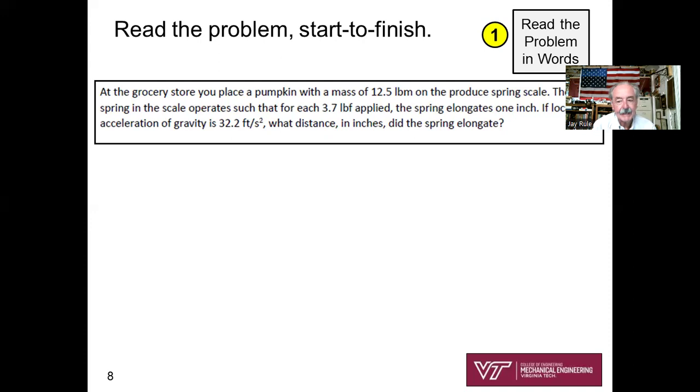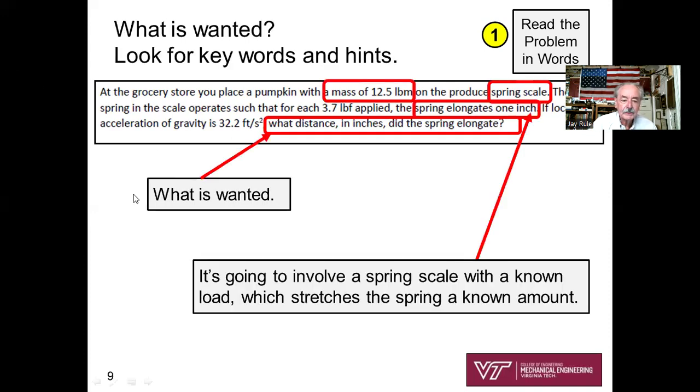And I bet you think, oh man, I've either had that problem, I've solved it, but it looks pretty easy. So let's go through the steps. The first is we're going to read the problem carefully. And so we're going to say, well, what's wanted? What's the problem asking us to do? And also we're going to look for some key words or clues in the problem statement. So we fished out what's wanted. Well, what distance did the spring elongate? That's what you're looking to calculate or show how to find.